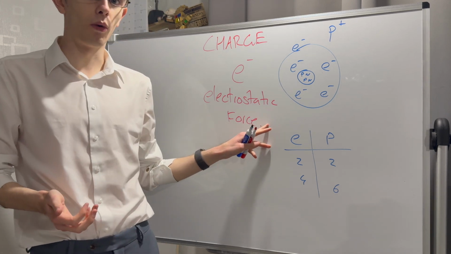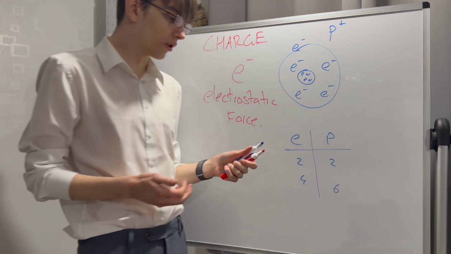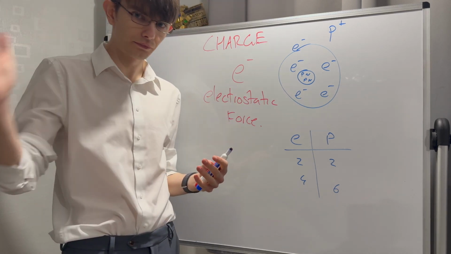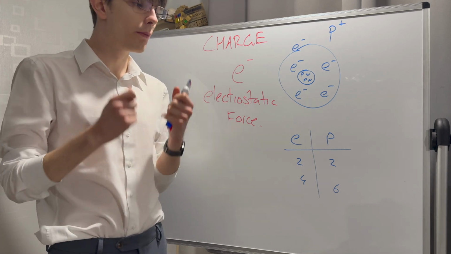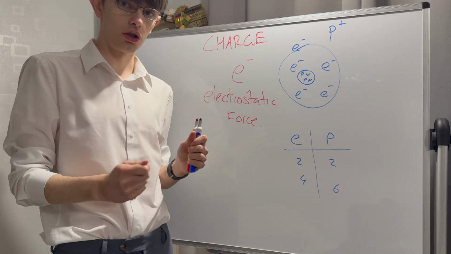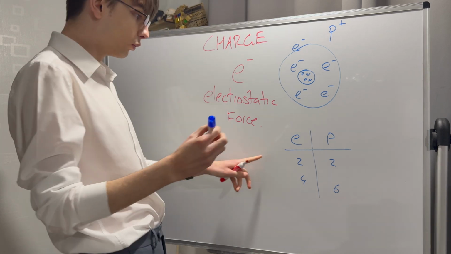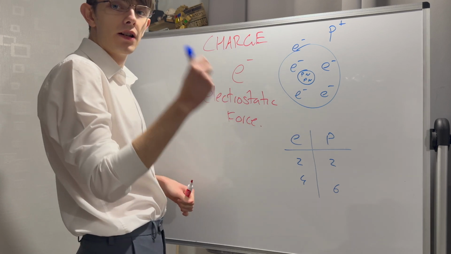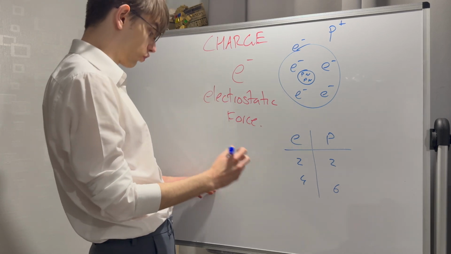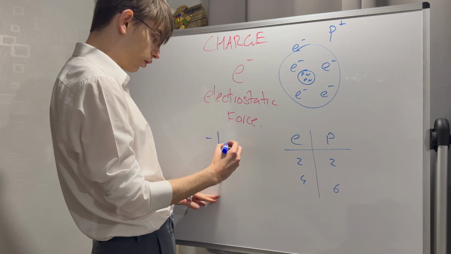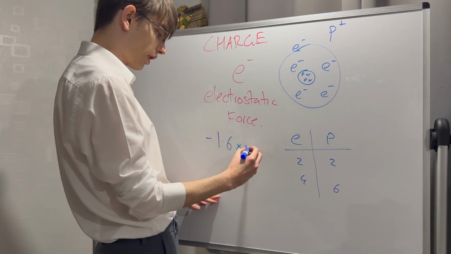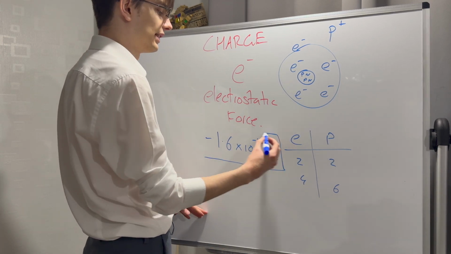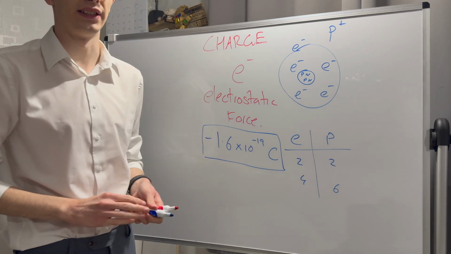And circling back to what Millikan discovered, was that not only is everything charged because it has multiples of electrons or protons, but also it is charged with multiples of the charge of an electron or a proton. Now, the specific charge of an electron is minus 1.6 times 10 to the minus 19 coulombs. And this is an incredibly important number in physics.